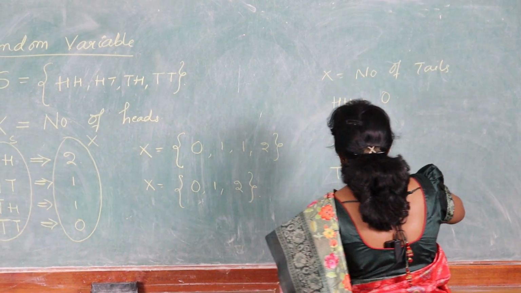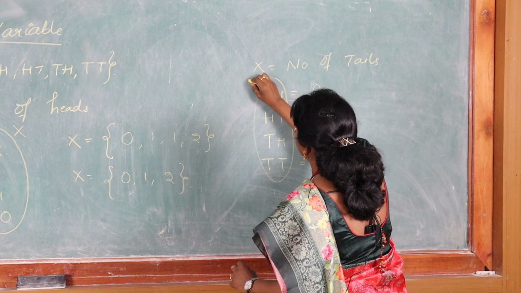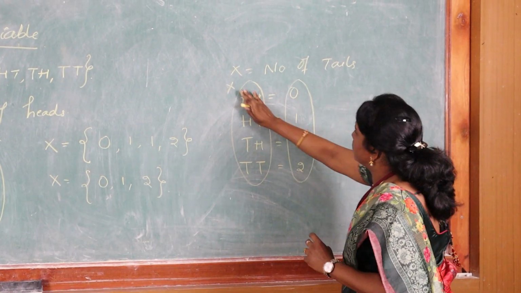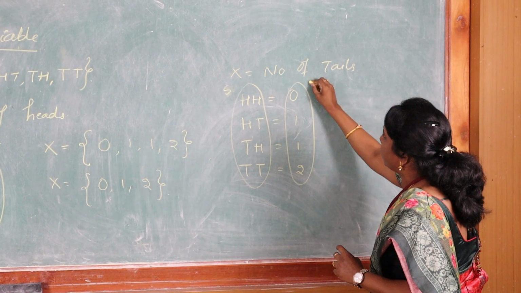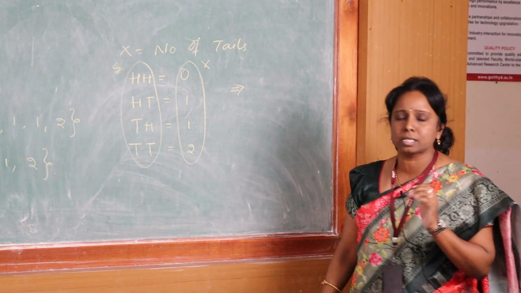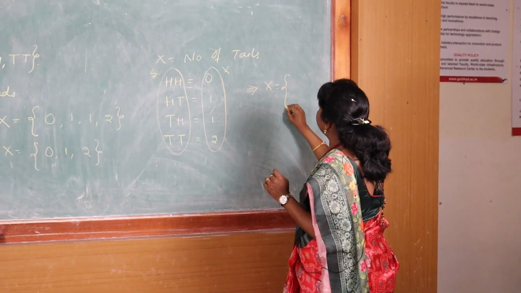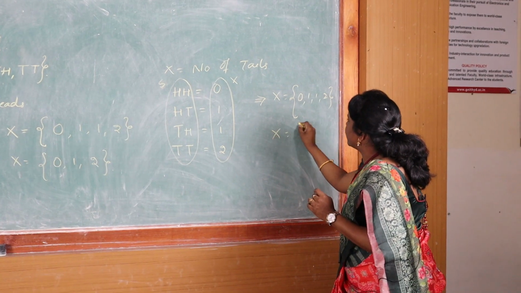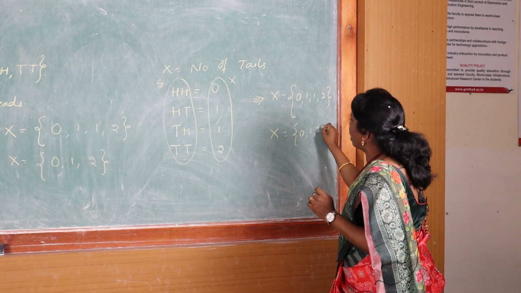Therefore, the elements of the sample space are now mapped to real values. Now the sample space is finally converted into X. Therefore, X is written as 0, 1, 1, 2. Finally, I can write X is equal to 0, 1, 2.